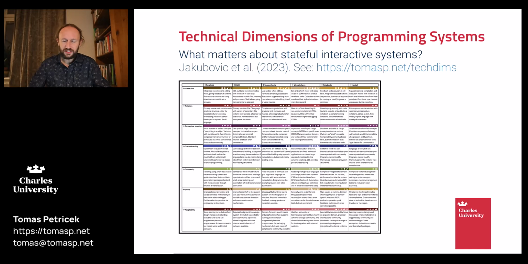And we've done some work together with Joel Jakubovic on figuring out what the key aspects of programming systems are, what makes them interesting, and we use spreadsheets as one of our examples, along with a lot of other things, including the web platform, Smalltalk, and so on. So if you're interested in what we think makes spreadsheets interesting, then you can look at more details in our technical dimensions of programming systems, which is both a paper and an interactive web page with a large grid of properties of different systems.